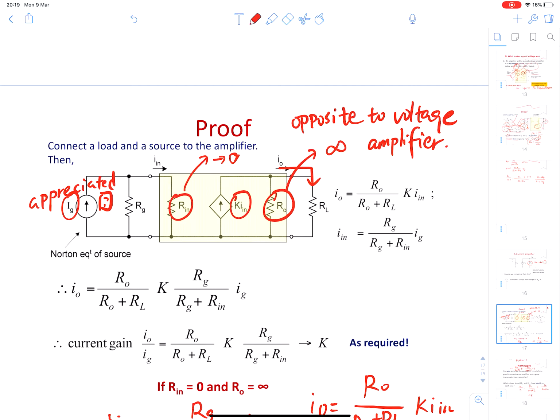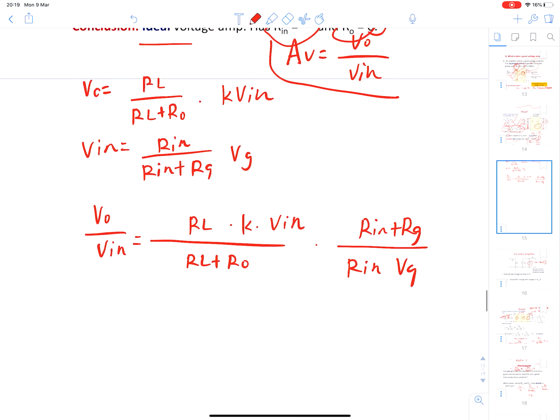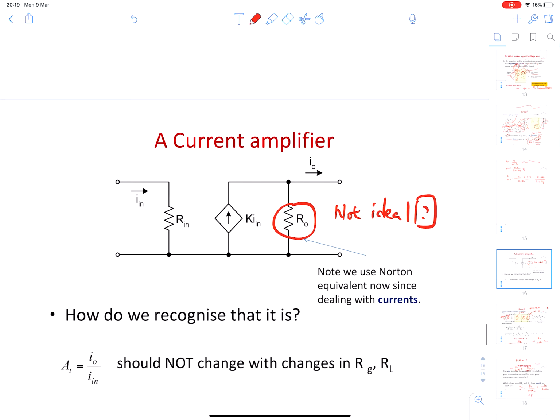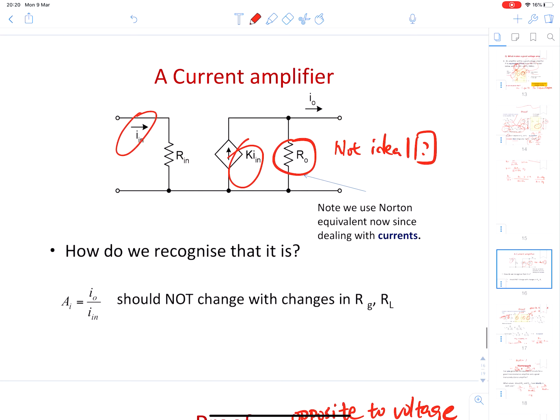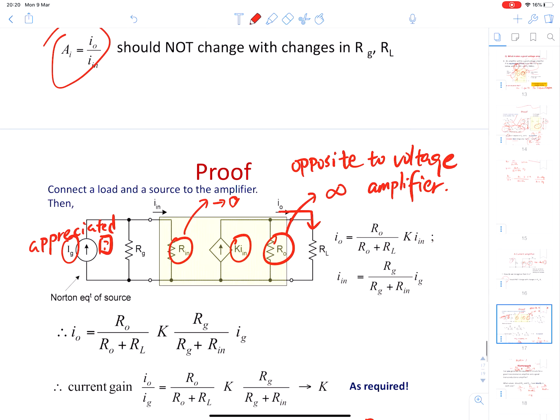So we connect the load and source to the amplifier. That's very interesting. Previously this was a voltage amplifier, now it is a current amplifier. Here we have the I in and the corresponding K I in, and let's assume the AI is equal to I out divided by I in. As the input is a voltage source, we are going to convert it to a Norton equivalent circuit. So this is IG. This is a Norton equivalent circuit.